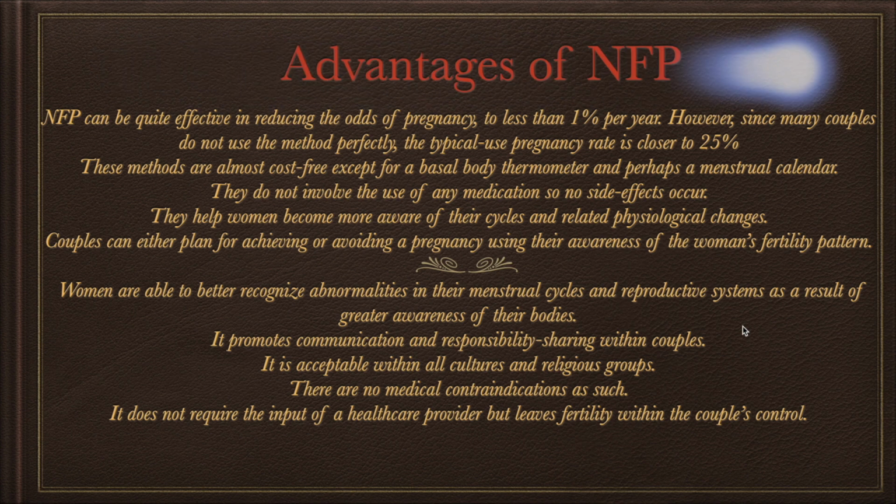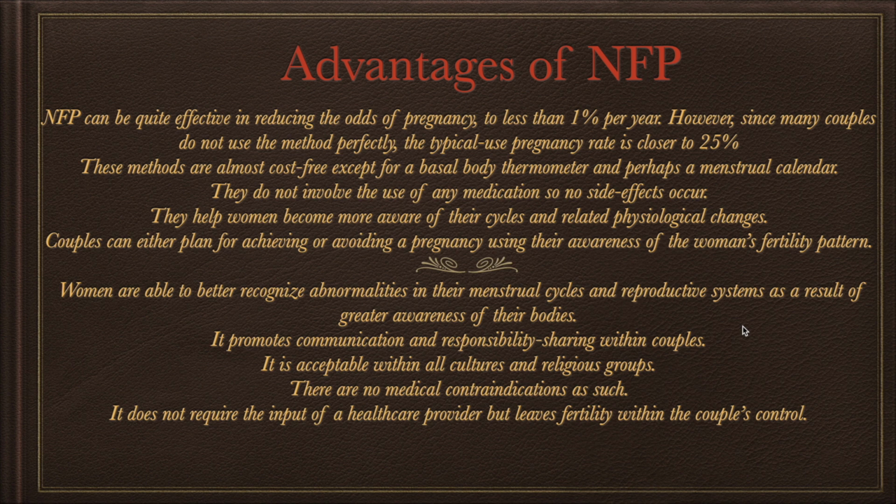Advantages of natural family planning. Natural family planning can be quite effective in reducing the odds of pregnancy to less than 1% per year. However, since many couples do not use the method perfectly, the typical youth pregnancy rate is closer to 25%. These methods are almost cost-free except for a basal body thermometer and perhaps a menstrual calendar. They do not involve the use of any medication, so no side effects occur.